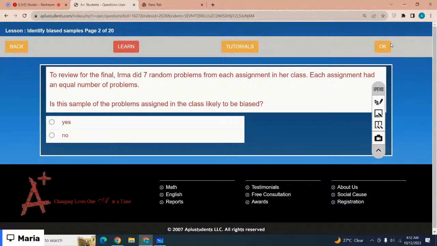Okay, the next one is review for the final. Irma did 7 random problems from each assignment in her class. Each assignment had an equal number of problems. Is this sample of the problems assigned in the class likely to be biased? Which is the correct option?